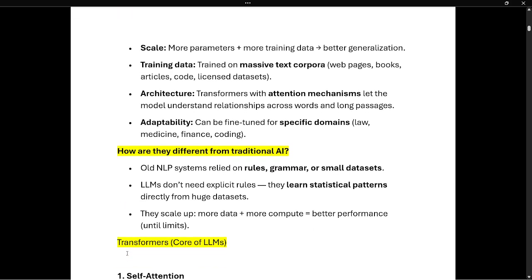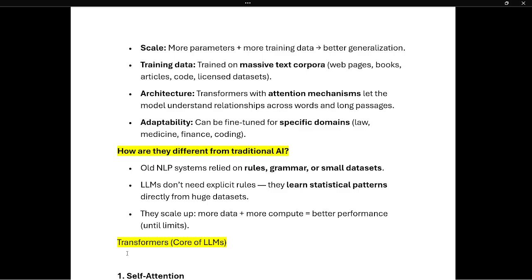Now the question comes to how they are different from traditional AI. Old NLP systems were rule-based, where we give the rules explicitly: rules, grammar, a small database. But an LLM does not work on explicit rules. They learn statistical patterns. They find the next token based on probabilities from a huge dataset. They scale up with more data, and we can give them more parameters to train. That's why they get better performance.